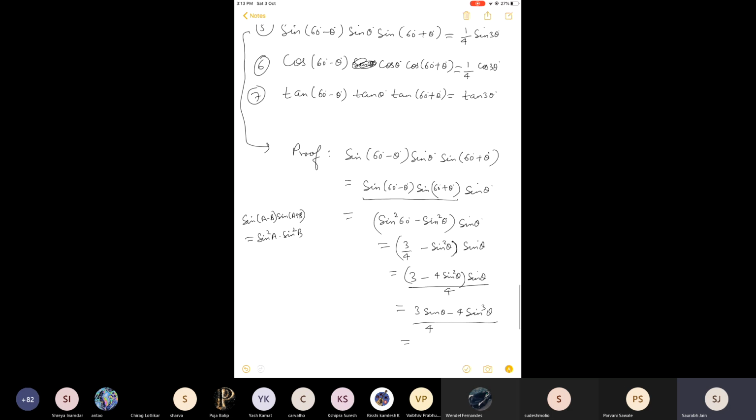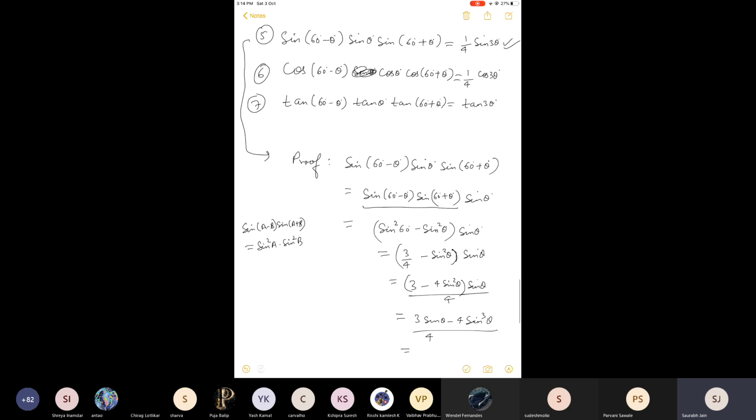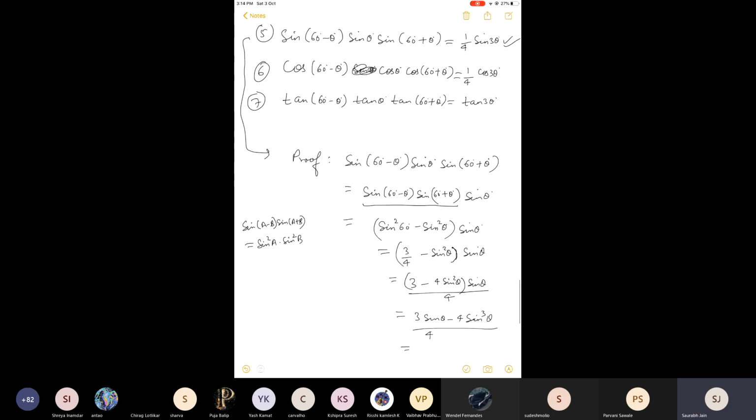What is there in the numerator? See this, sine 3 theta, sine 3 theta upon 4. You have to remember these results. I'm saying again and again, if you won't learn them, you will never be able to identify them in the questions. So either there can be a product of three sines, or a product of three cos, or a product of three tan.